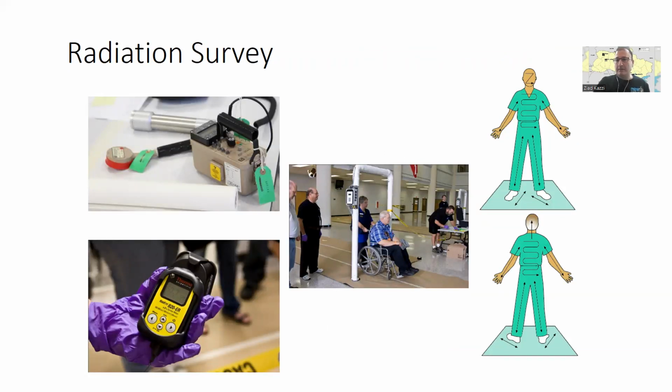If someone is contaminated, you will know it because you will do a radiation survey. Contamination with radioactive material is easy to detect in general with a Geiger-Müller counter that you see here on top, or a digital form of that below. We also have these portal monitors where you can pass people rapidly, a large number of people per hour, to screen them for contamination with radioactive material.